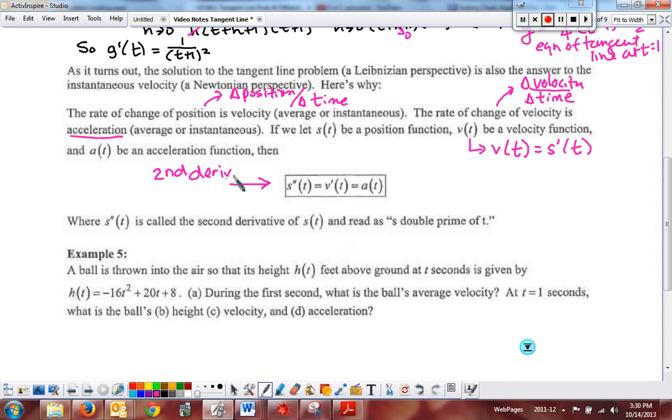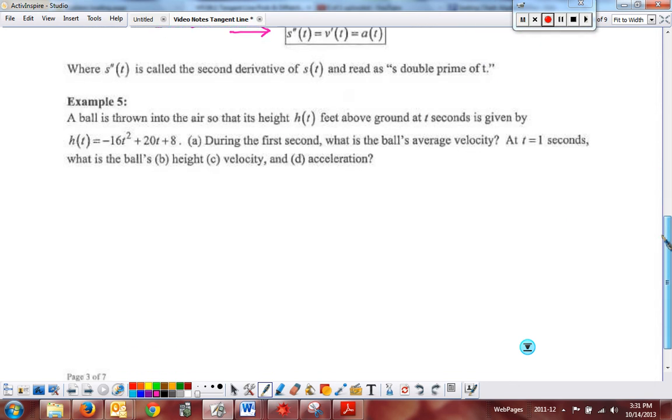Our notation for that, instead of doing a single prime right there, we'll put little double prime, like quotation marks. But we call this the second derivative, and we read it as s double prime of t, which basically means we have to find a derivative to get the velocity, and then you have to find the derivative of the velocity to get the acceleration. So you have to basically do twice the work.